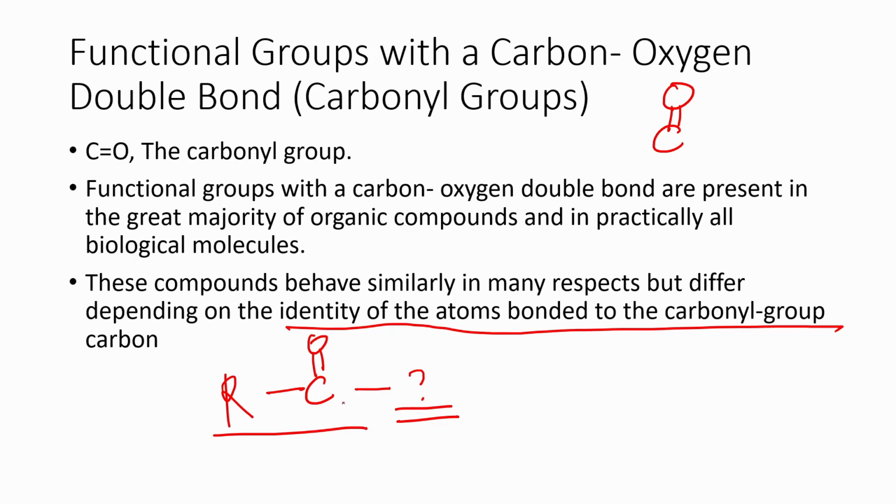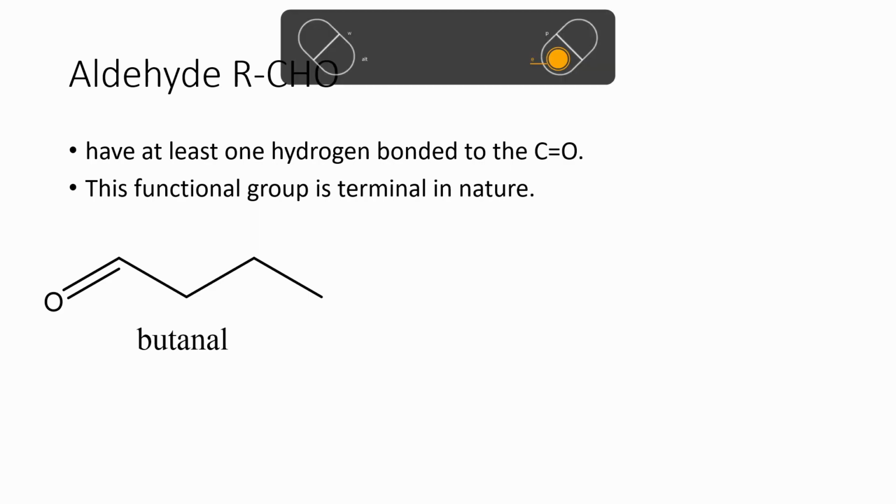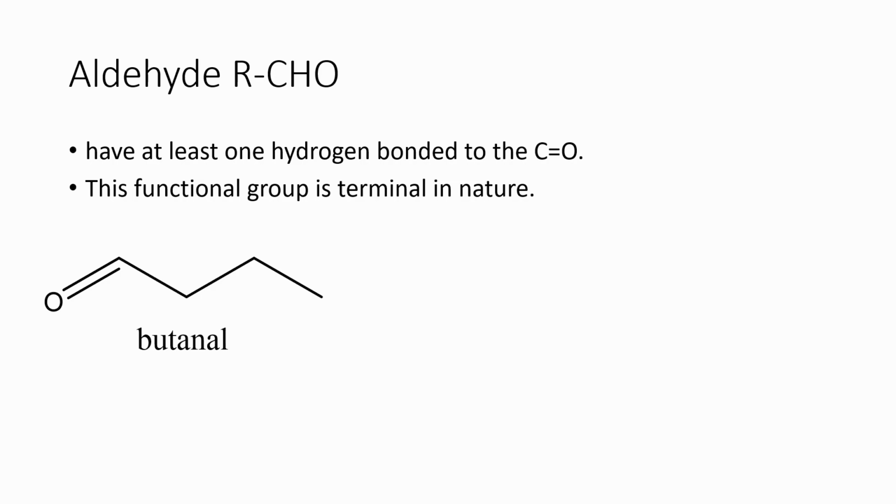Okay, let's start with our aldehydes. So our aldehyde is RCHO. Why is it RCHO instead of RCOH? It's because you can confuse it with an alcohol instead. If you put it RCOH, it will look like an alcohol. So instead, the notation is RCHO. So this has at least one hydrogen bonded to our carbonyl group.